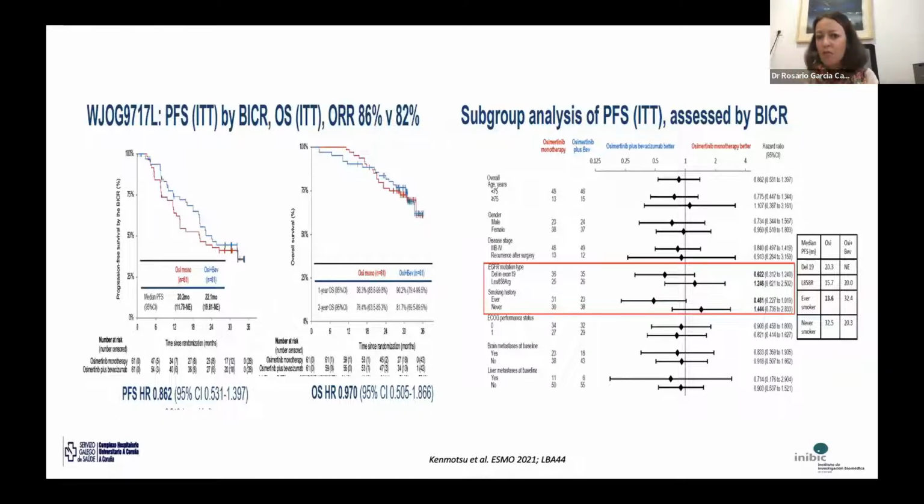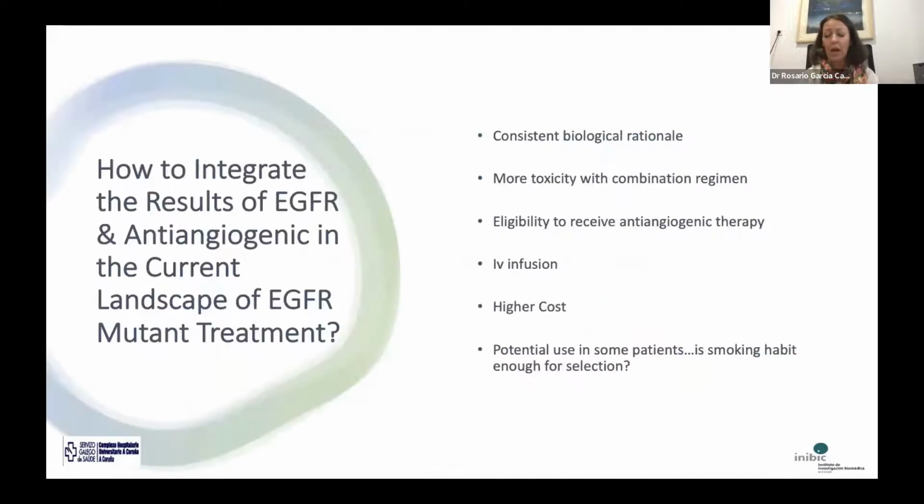Is this observation enough to offer this kind of approach to a patient harboring an EGFR mutation? In my opinion, I think it's not. I understand that this approach, EGFR plus anti-angiogenic therapy, has a role, consistent biological rationale, but it's more toxic. We need to consider if patients can receive an anti-angiogenic therapy. We are introducing the IV infusion, and patients love, at least in my experience, the concept of oral therapy. We are increasing the cost of the treatment.